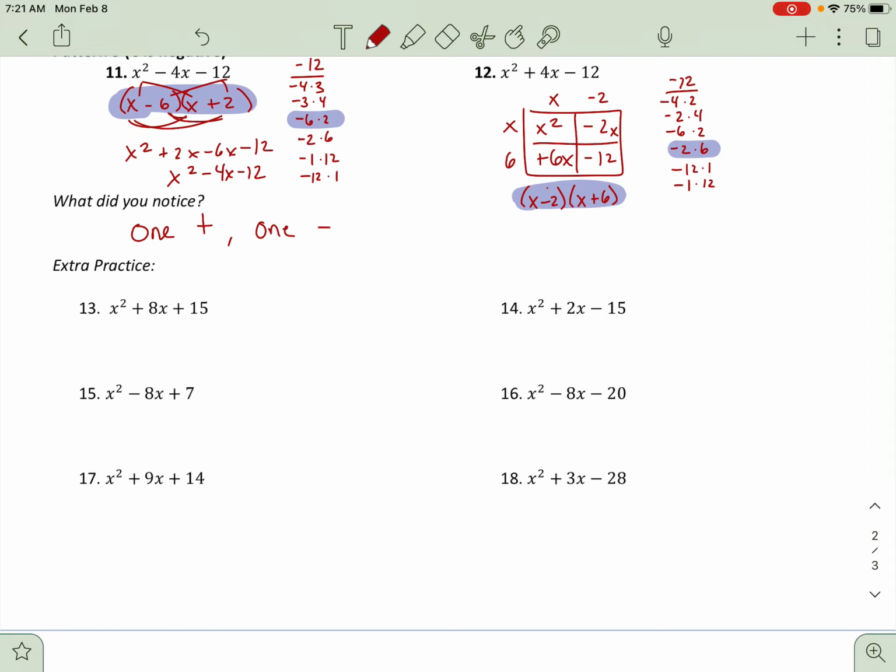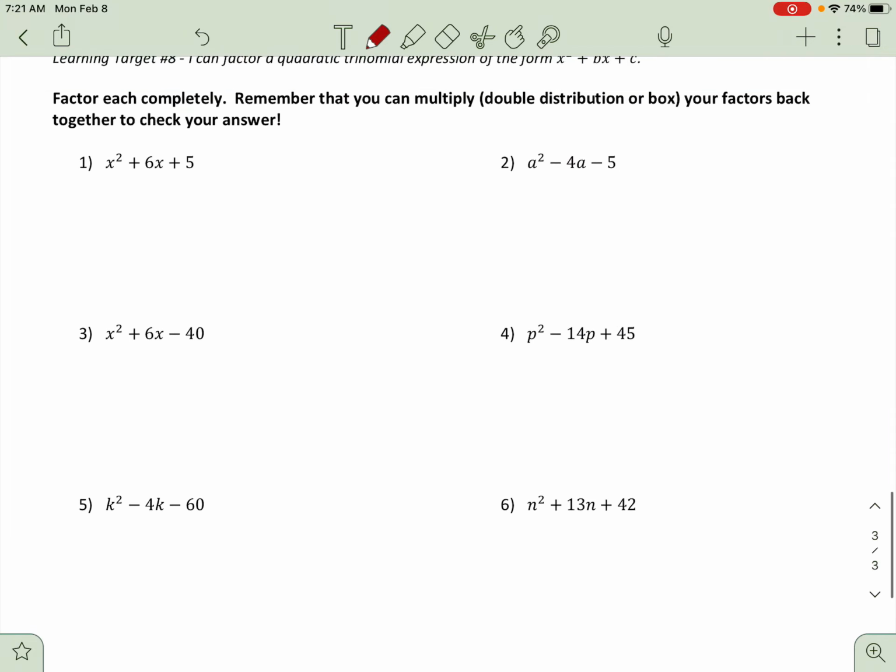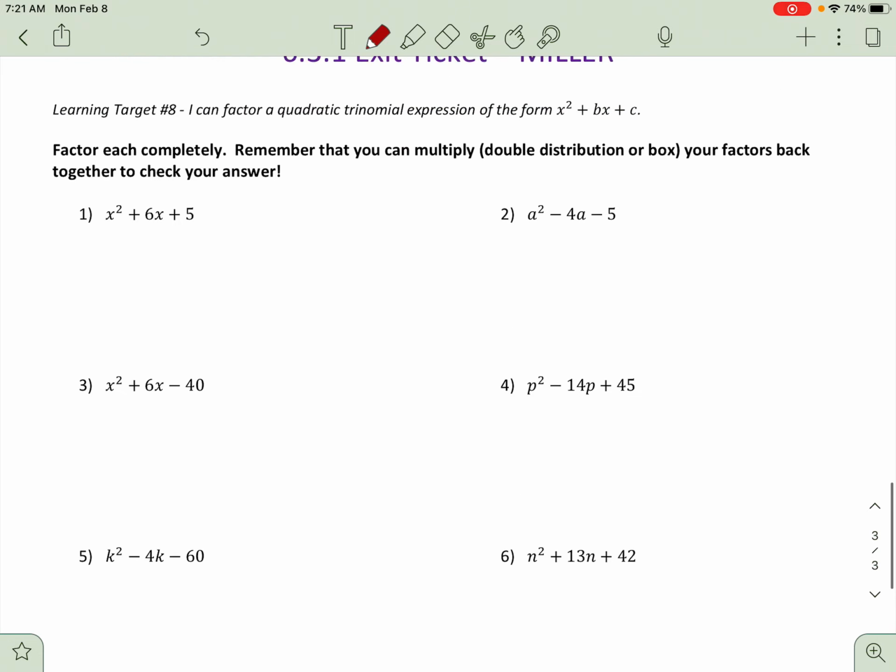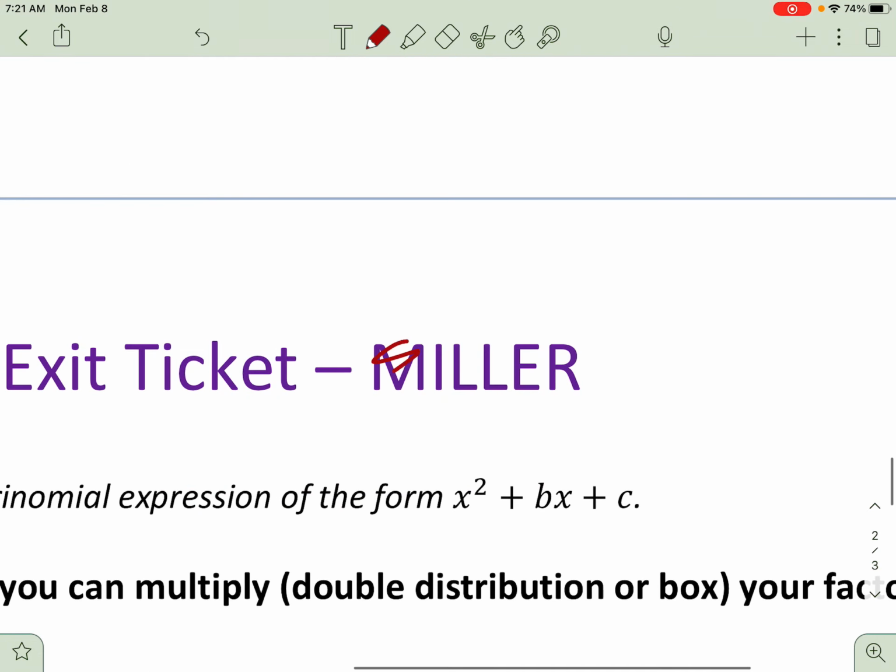Okay? All right. So there's some extra practice here. I'm actually going to post the key just so you can see what they are. I want you to try them on your own. And then we have the exit ticket as well, okay? So you want to go ahead and complete that.